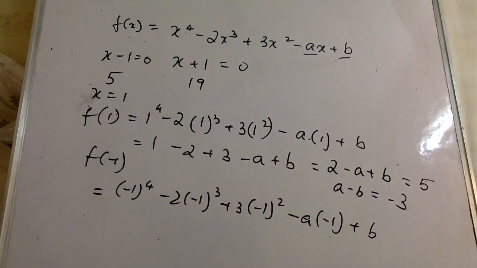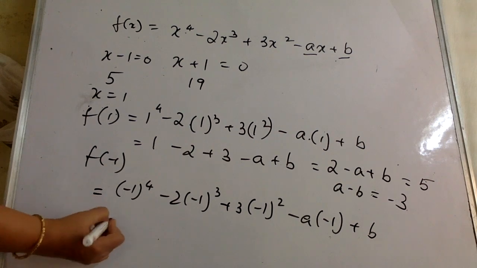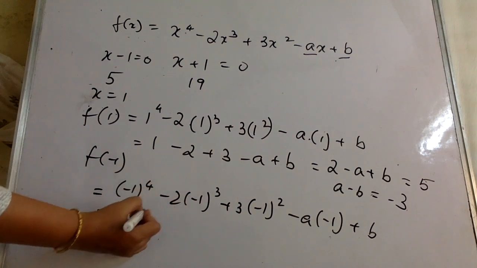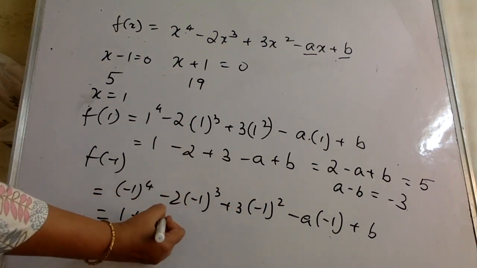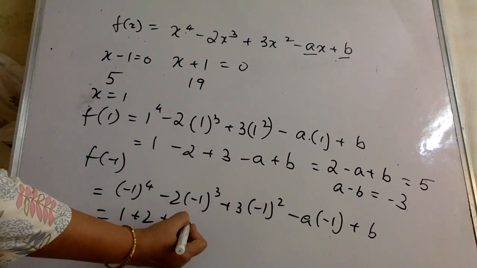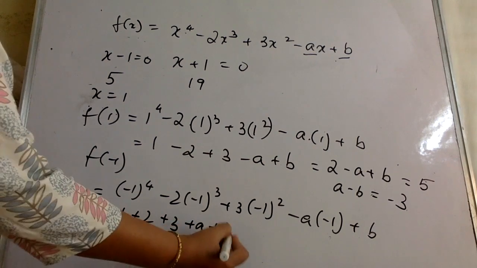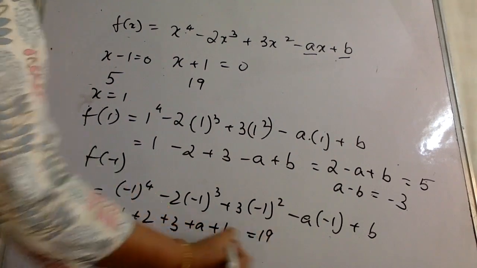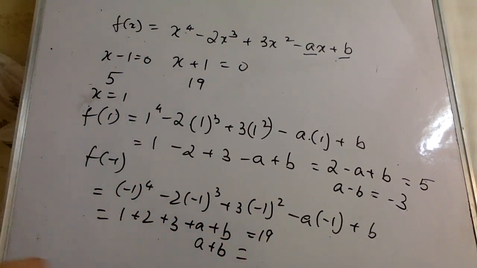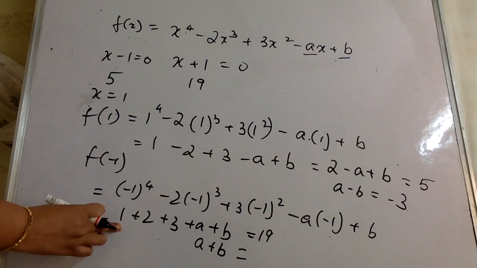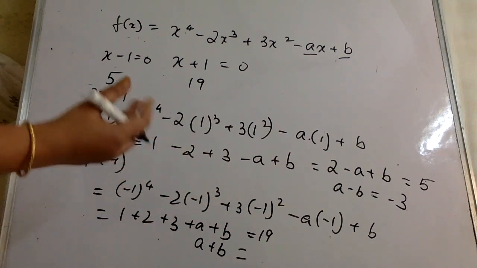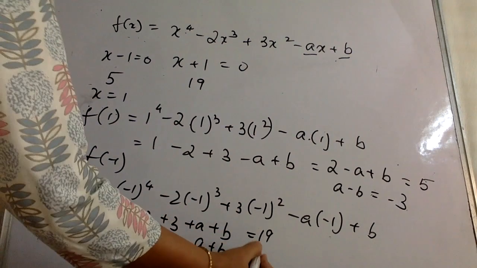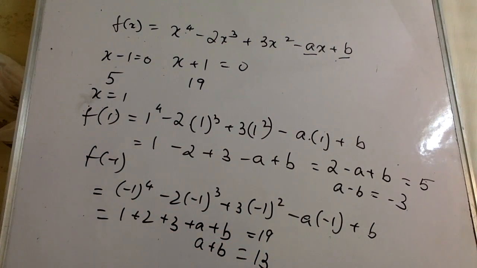Okay, everywhere wherever there was an x, I have put minus 1, and that is giving me 1 minus, this gives me minus 1, so 1 plus 2, this is a plus 3, minus, and there's a plus a plus b, and this is going to be equal to 19. So a plus b is going to be equal to, here I have a 6, so a plus b is 13, right? If you subtract this 6, it is 13.